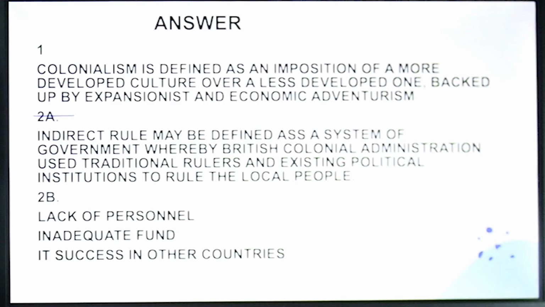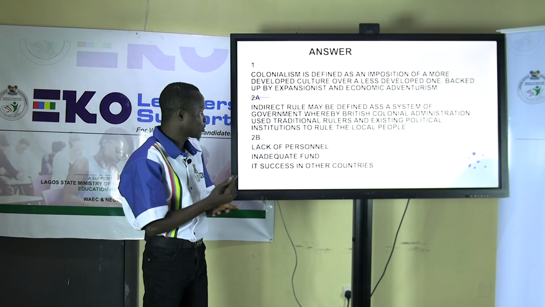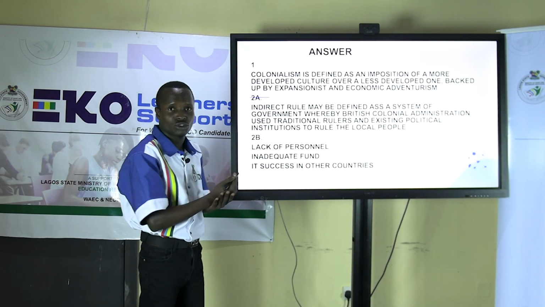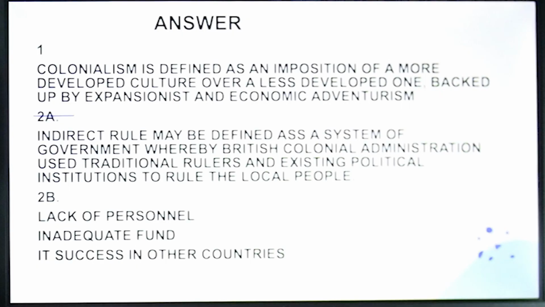In 2B, we are told to state the factors that led to indirect rule. Number 1, lack of personnel. 2, inadequate funds. 3, its success in other countries.